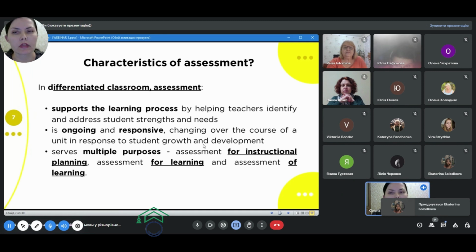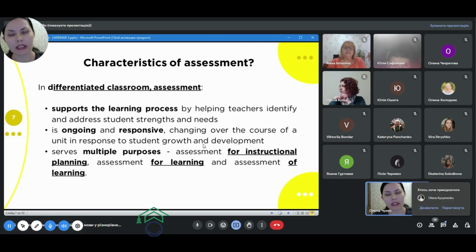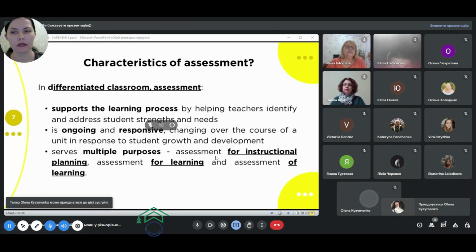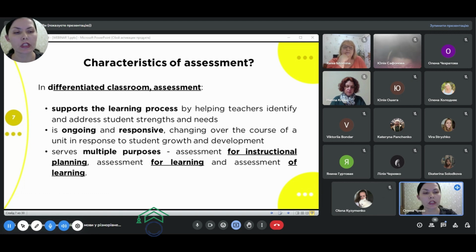How can we characterize assessment in differentiated classroom, or in our case, in the multi-level group of learners? So we can say that differentiated assessment supports the learning process by helping teachers identify and address students' strengths and needs. First of all. Secondly, this assessment can be characterized as an ongoing process and it is responsive since it changes over the course of a unit in response to students' growth and development.